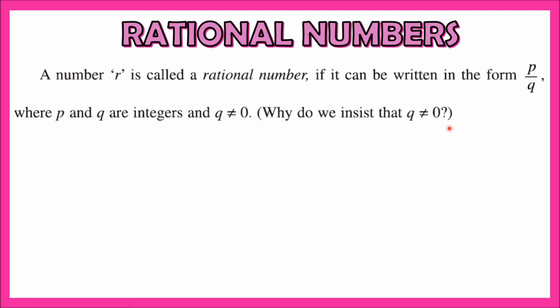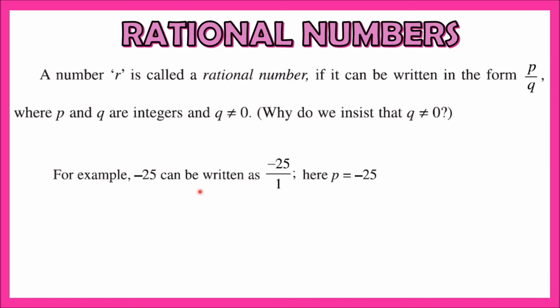Notice that all the numbers now in the bag can be written in the form p upon q. For example, -25. It can be written as -25 upon 1. Here p is -25 and q is 1, which is not equal to 0. Therefore, the rational numbers also include the natural numbers, whole numbers and integers.